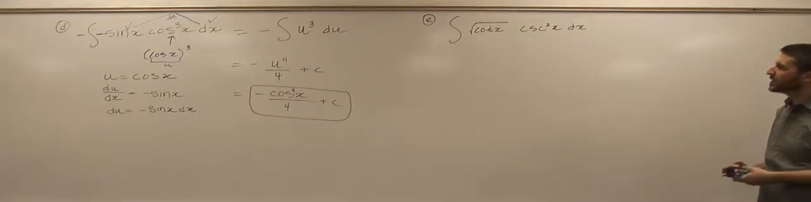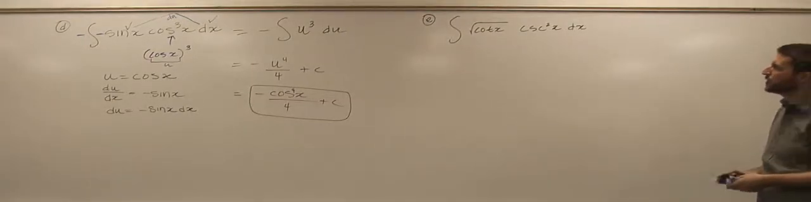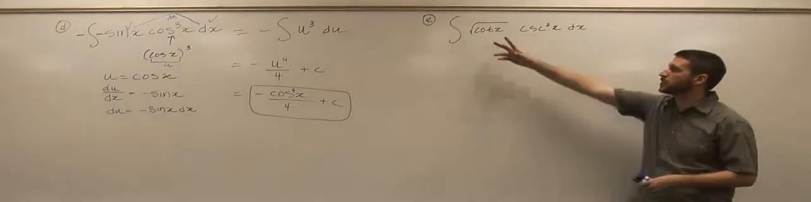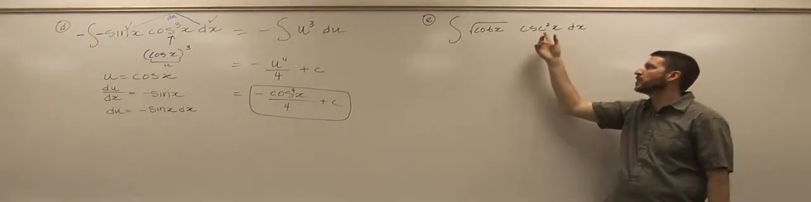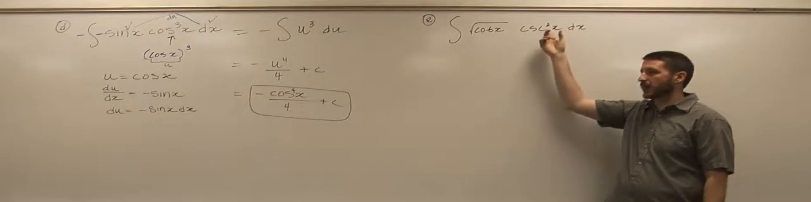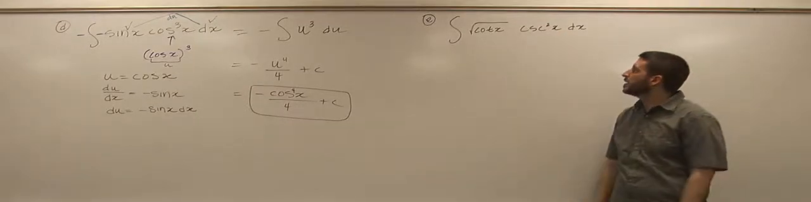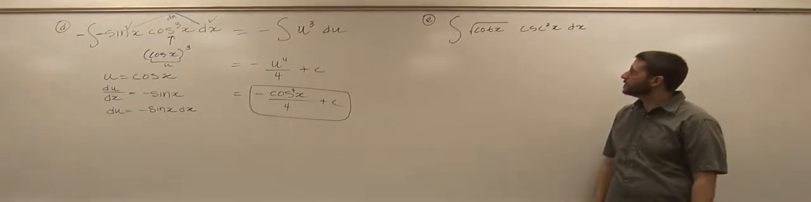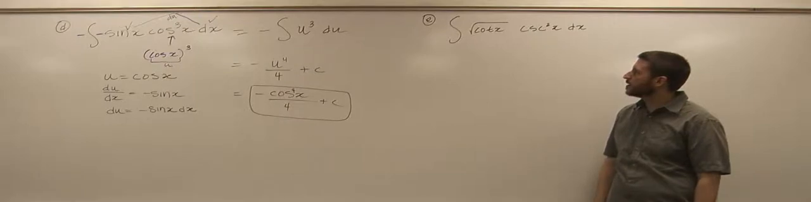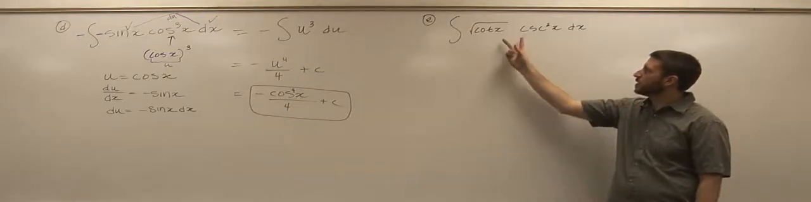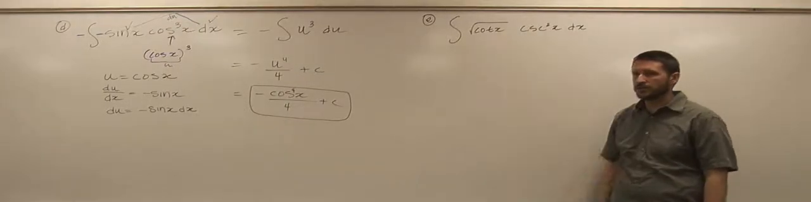Now, one way of looking at this might lead you to believe that there's two different inside functions, right? Because cotangent is inside the square root, but cosecant is inside the square. However, a little knowledge about derivatives makes this more clear. What should my u be? Cosecant or cotangent?